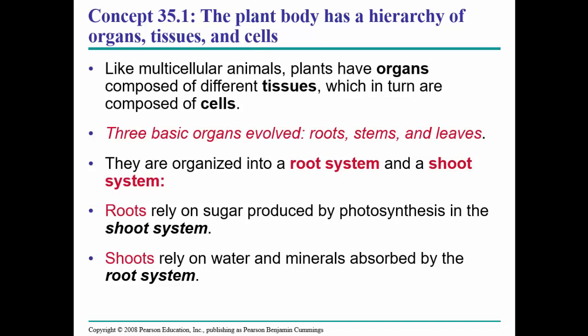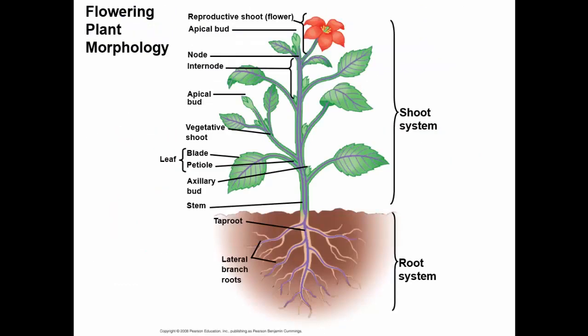Roots rely on the sugar that is produced by photosynthesis. Yes, of course, because root cannot do photosynthesis, right? And shoot relies on water and minerals that are absorbed by the root system. So together, the root and shoot systems are one big system to support how the plant can live. This is what I have told you before. So again, there are two major systems in a plant's body: the shoot system, something above the soil, and the root system, something under the soil.